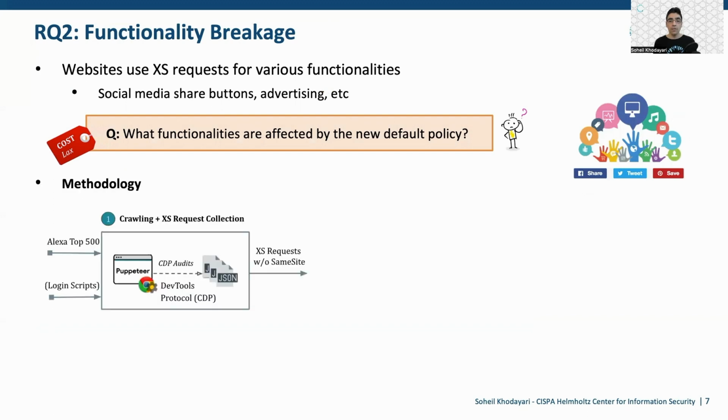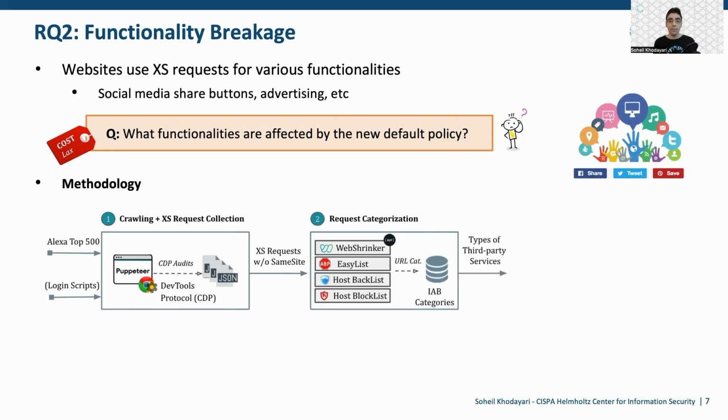To answer this question, we created a crawler based on Puppeteer and Chrome DevTools protocol and instantiated it with Alexa top 500 sites and a set of login scripts that we manually created for each site. The crawler relies on the pre-SameSite version of Chrome, which warns via CDP audits when a cookie that does not have an explicit SameSite policy is attached to a cross-site request, thus potentially breaking after the enforcement of the Lax by default, and our crawler collects these requests.